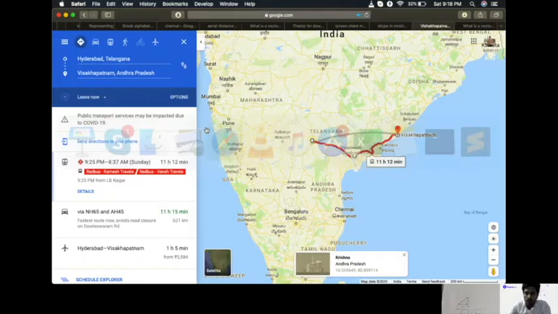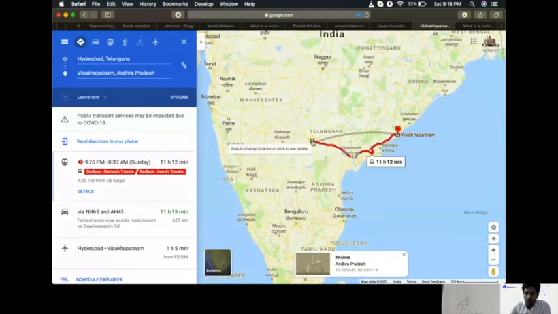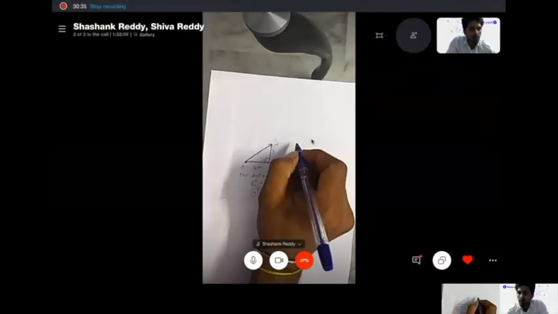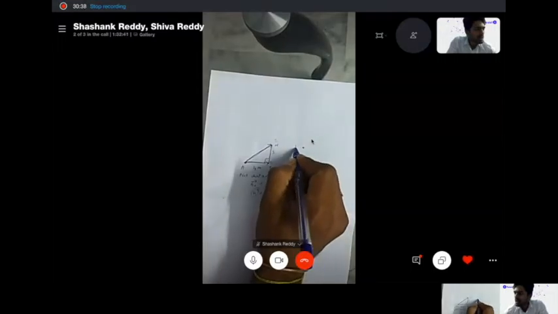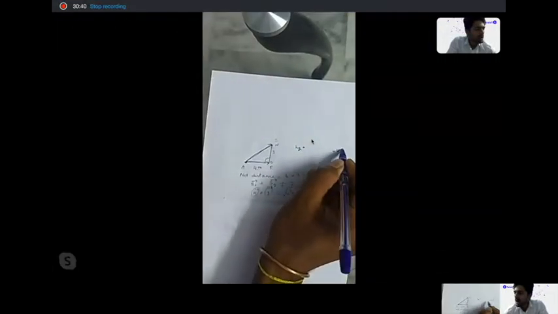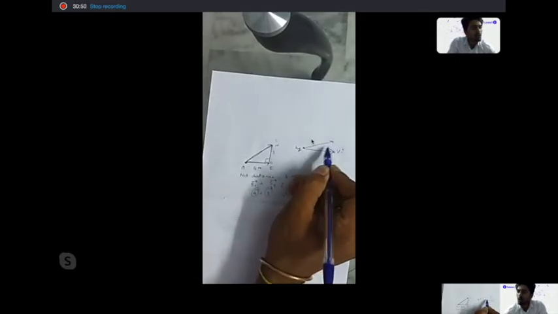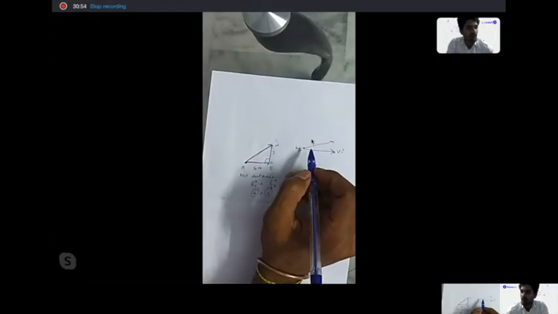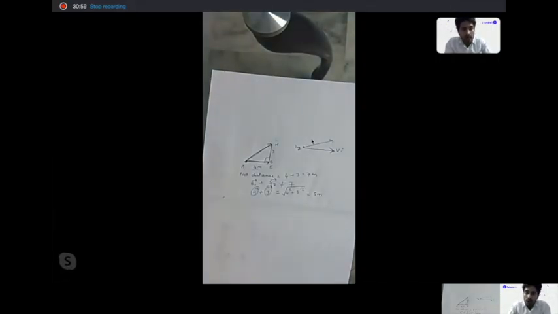So if I rotate this vector, let's say this is Hyderabad and this is Vishakhapatnam, and the vector between Hyderabad and Vishakhapatnam was this, right? I'm going to show you here once again. This is Hyderabad and this is Vishakhapatnam, and this was my vector here, right? Now, if I rotate it, see, this is a direction. If I rotate it, it's going to point towards something else. Maybe it's going to go towards Orissa or Bhubaneswar, Kolkata, etc. It's going to be a different vector, right? So rotation would definitely change the vector. Now let's check another option.